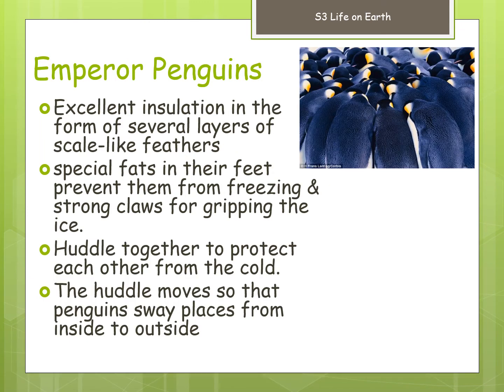So the first of the examples is emperor penguins. They live in the Antarctic, so incredibly cold conditions, windy, etc. They have insulation, so they can protect themselves from the cold as an individual. They also have special fats on their feet to prevent them from freezing, and strong claws for gripping the ice to help them move around.